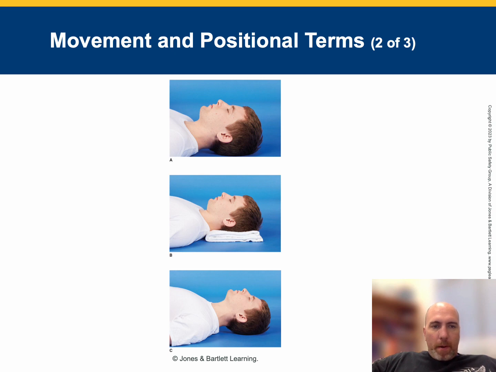Okay. Picture right here, positions of the neck in a patient in a supine position. So supine is the patient laying flat down on the back. So in position A, the neck is in neutral position. Position B, the neck is slightly flexed. And position C, the neck is extended backwards, as you might do with a head tilt chin lift.